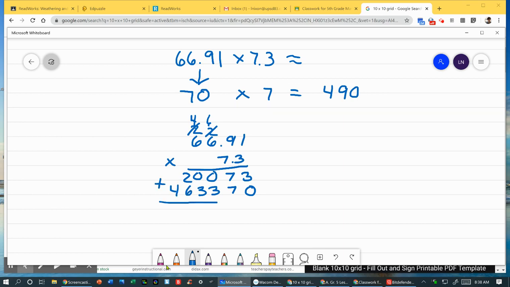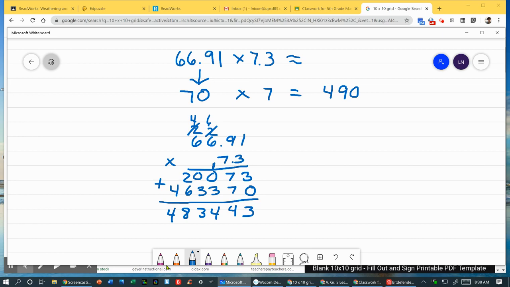And when I add up my partial products, I get 314. So I'm putting the 1 up above in the hundreds column. 3 plus 1 is 4. 0 plus 3 is 3. 2 plus 6 is 8. 4 plus nothing is 4.